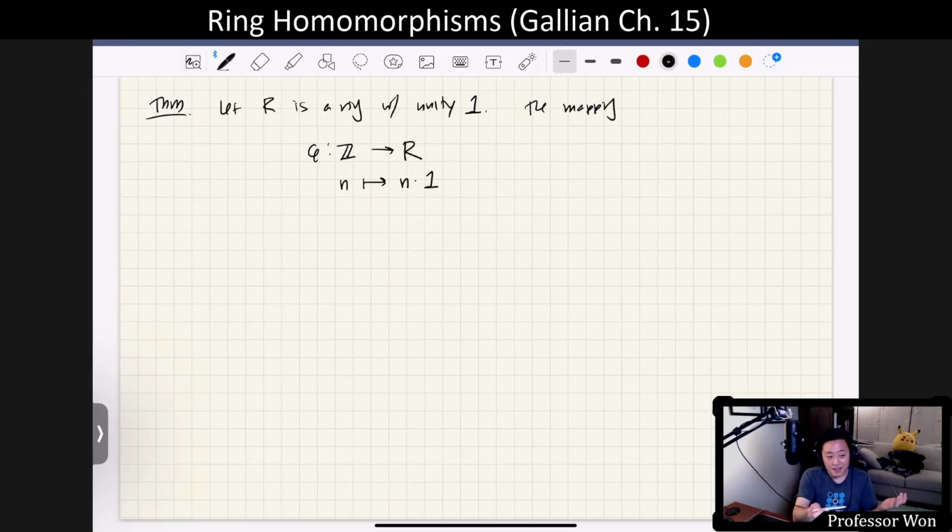Another thing that could happen is eventually you loop back around to 0, right? This looks like it depends on what the additive order of the unity 1 is. In other words, this looks very related to the characteristic of the ring.